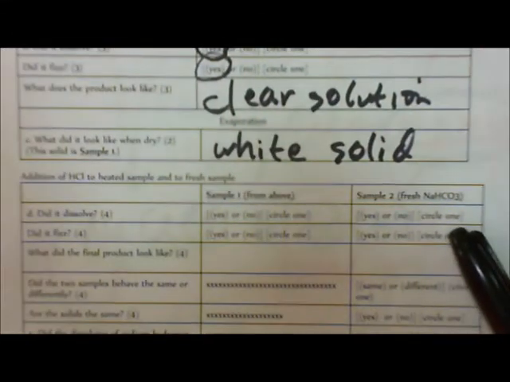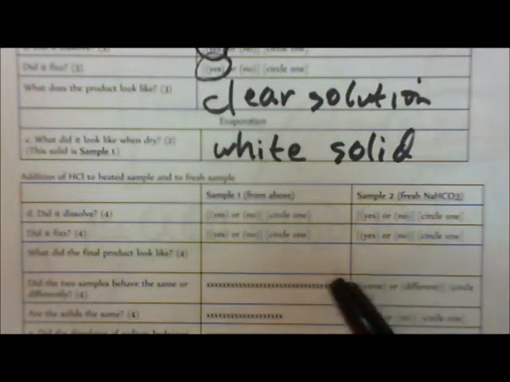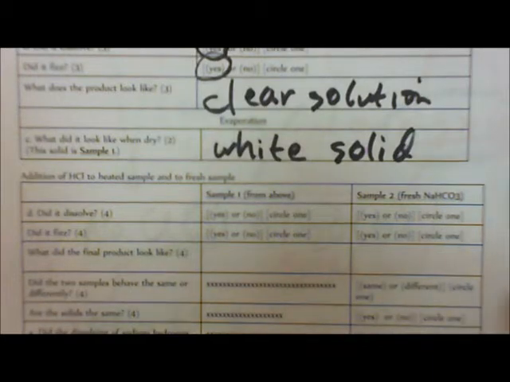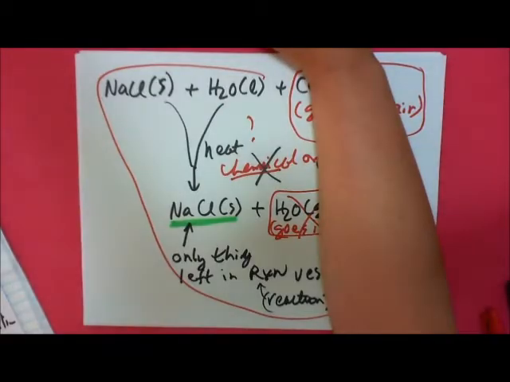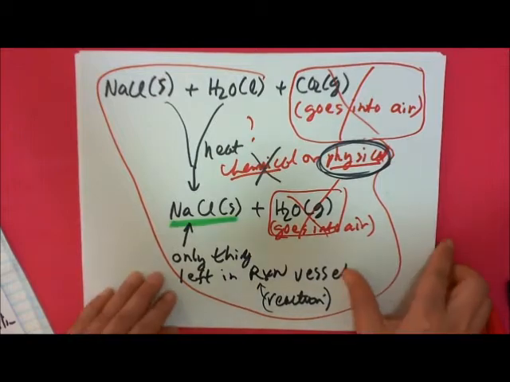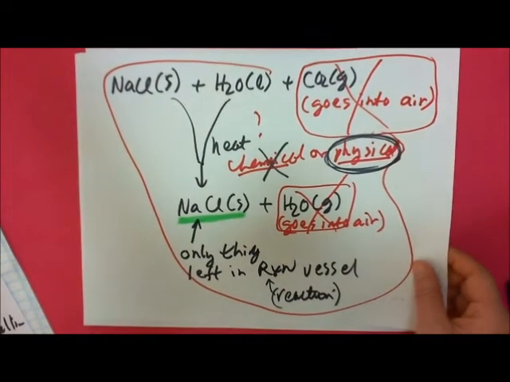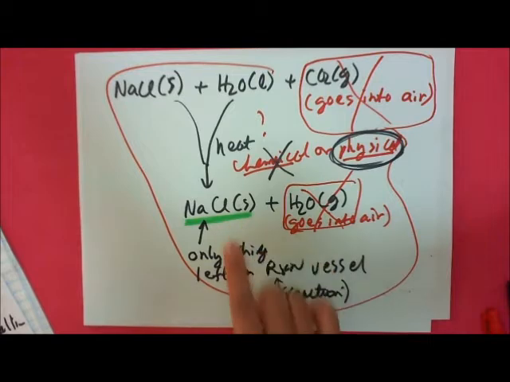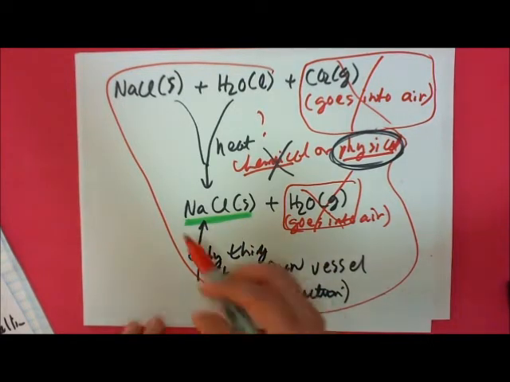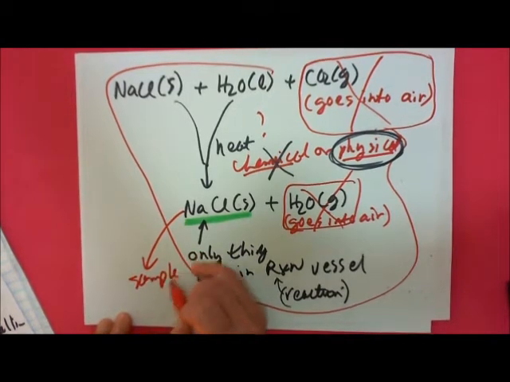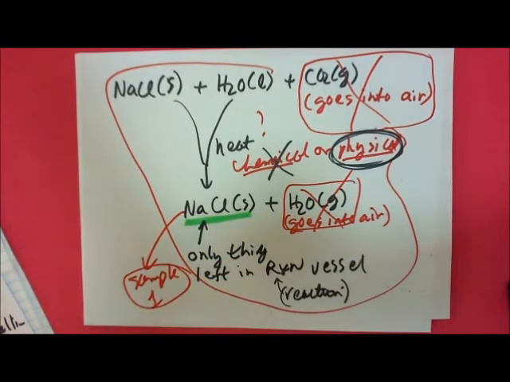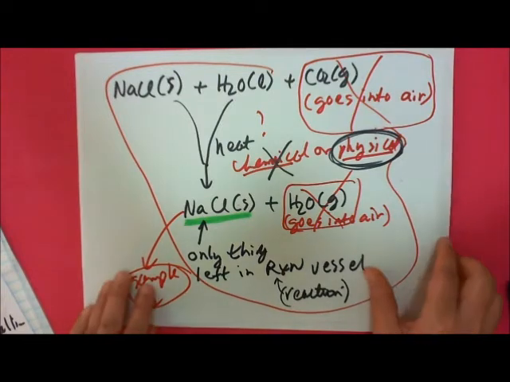Okay, so then we're going to do the second part, and let's go back to our little regular paper. So I'm going to zoom out for a minute. Alright, so what you're going to do is take sample 1. This is our sample 1, the white solid that you have at the end of your reaction. And you're going to compare it against sample 2.